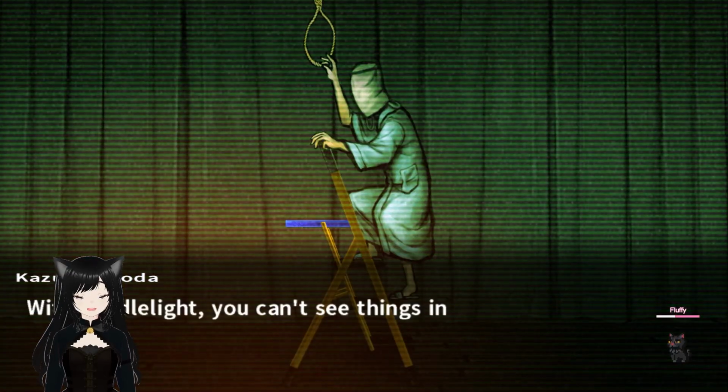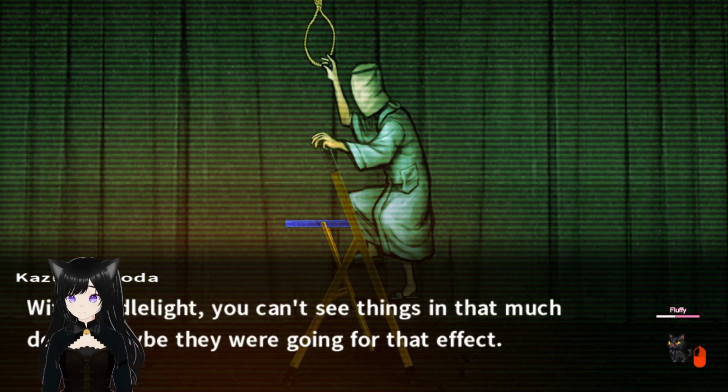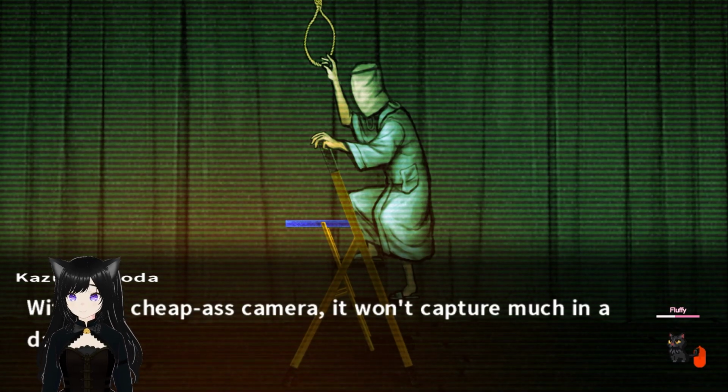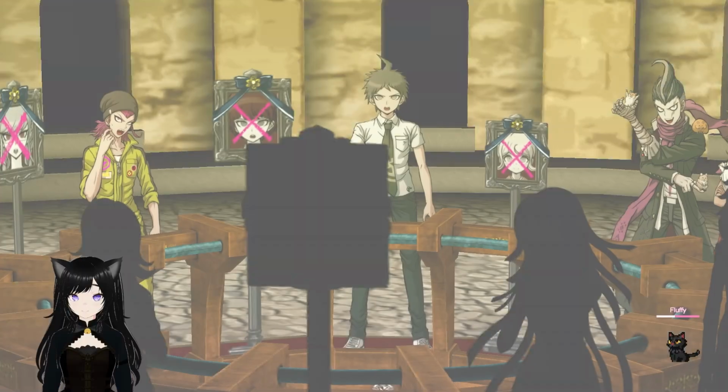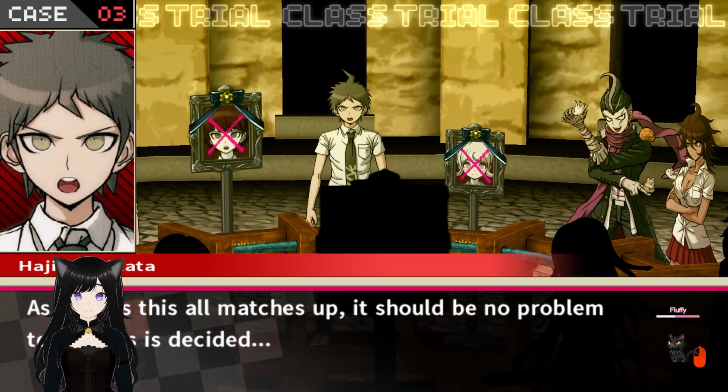With candlelight, you couldn't see things in that much detail. Maybe they were going for that effect. Maybe. With that cheap camera, it won't capture much in a dark area. We're all starting to get the picture, though. As long as this matches up, it should be no problem to say this is decided.